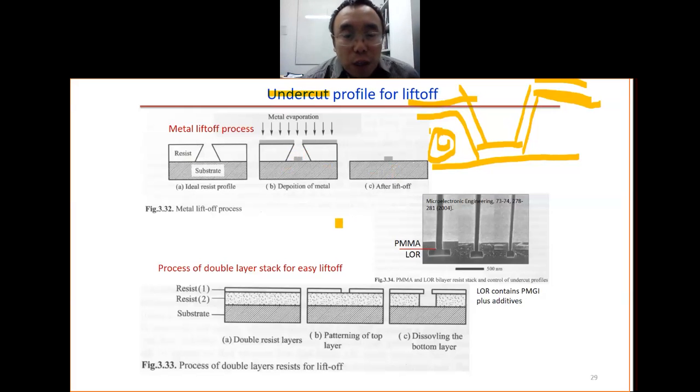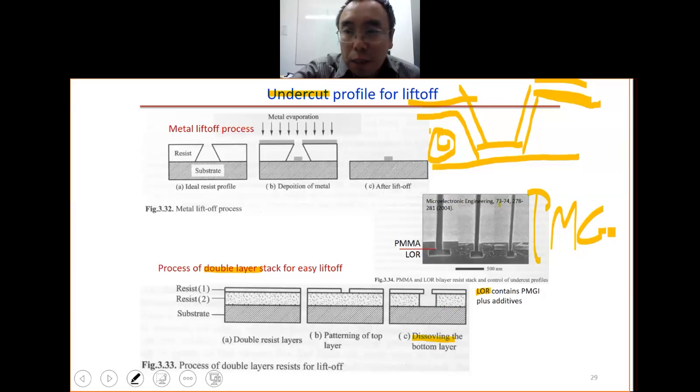But to do e-beam lithography with lift-off, one popular method people use is what they call a double layer. For example, you have the top layer as the resist and the bottom polymer layer. You do the development, then you dissolve the bottom layer with a solvent or liquid, and you get this undercut profile. One popular material for this undercut layer is called LOR, lift-off resist. It is also based on PMGI, polydimethyl glutarimide. This is LOR.